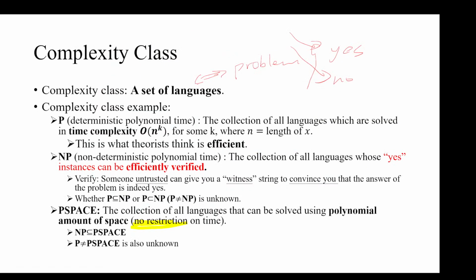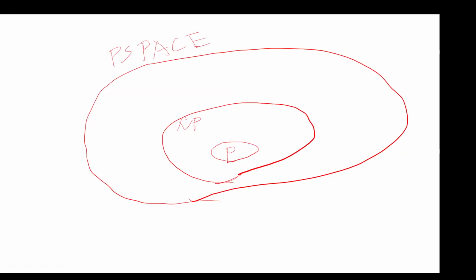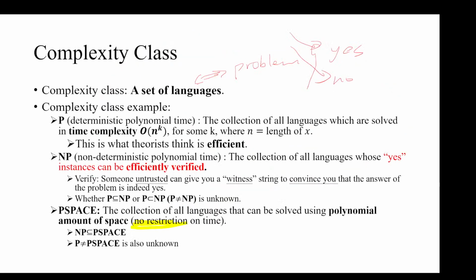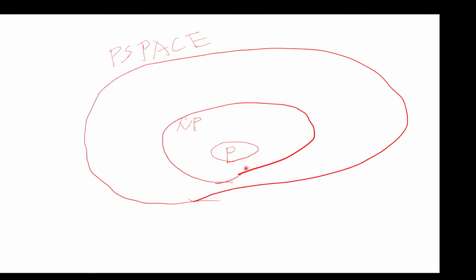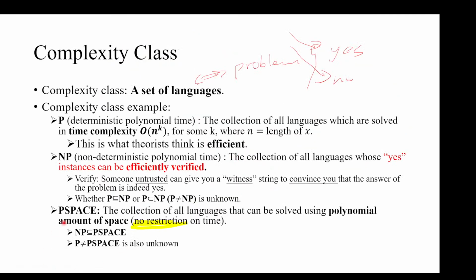So PSPACE is a really large space, and it contains NP, but even though you think PSPACE is very large, we still don't know whether PSPACE is equal to P. Although you feel that PSPACE is a lot more powerful than P, we don't have a concrete proof that PSPACE does not equal P for now. Any questions?